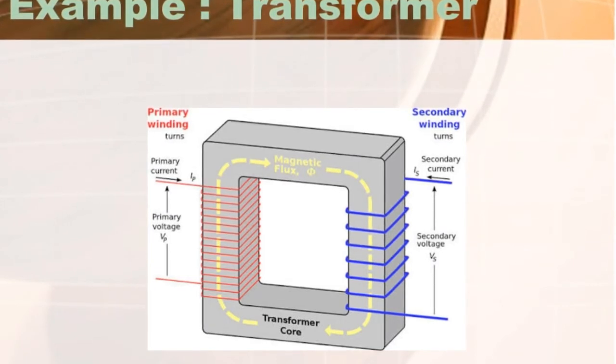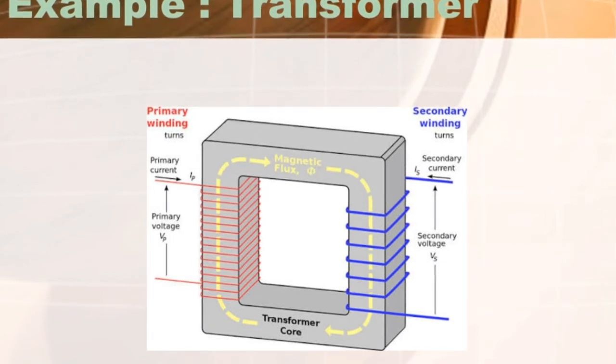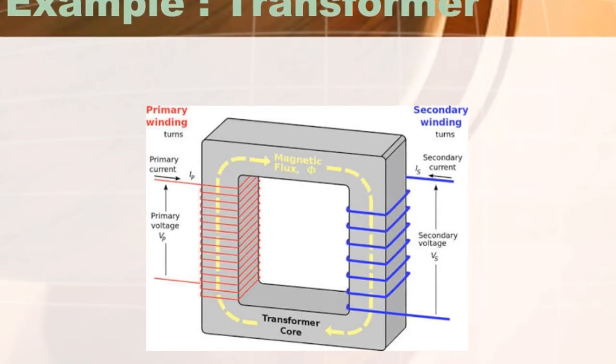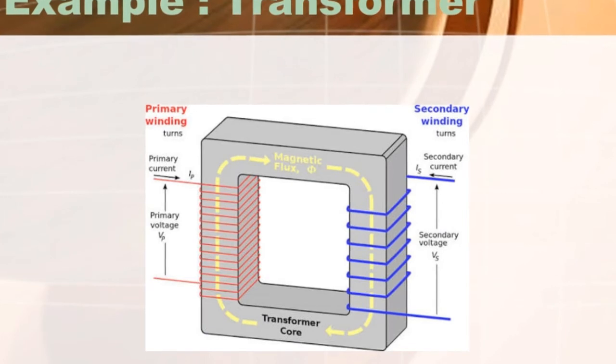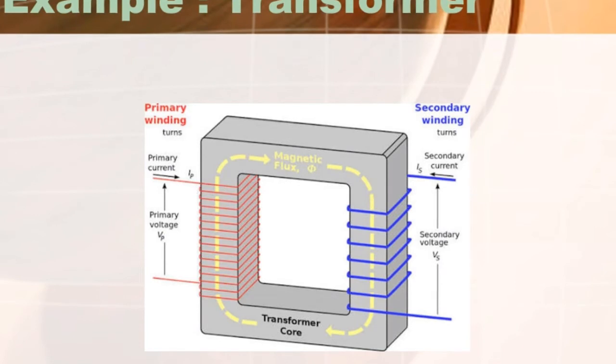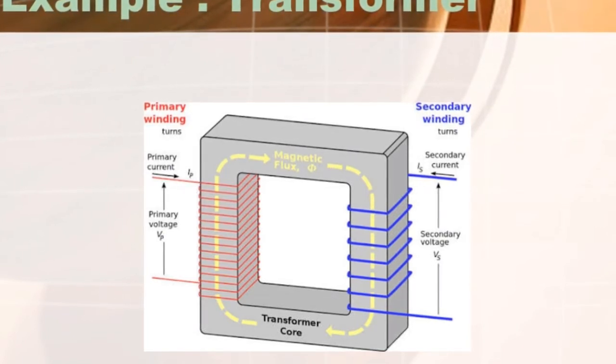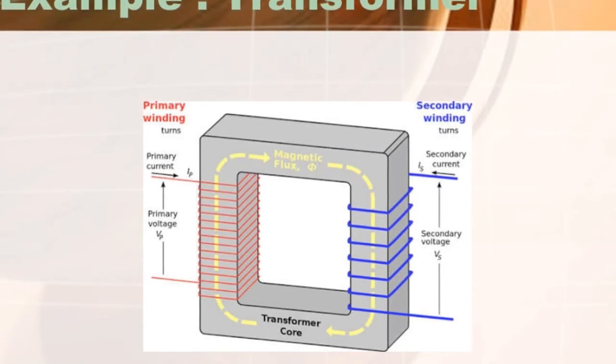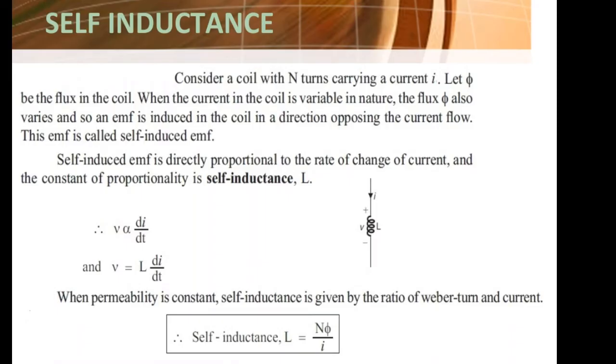Let us see how. The two coils are called the primary winding and the secondary winding. When the primary winding is connected to some AC source, the current flows through the primary, which creates a flux in the primary coil. This flux produced by the primary current links the secondary coil as well. So, an induced EMF is produced in the secondary side, and we call that mutually induced EMF.